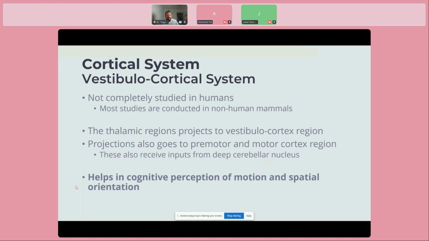The very little studied, or very little known, information is on the cortical system. We really don't completely understand what its exact role is, but so far what we know is that it helps in cognitive perception and also helps in motion and spatial orientation. But again, there are other systems that can do these things, and the research is still going on to understand the exact contribution of the cortical system.